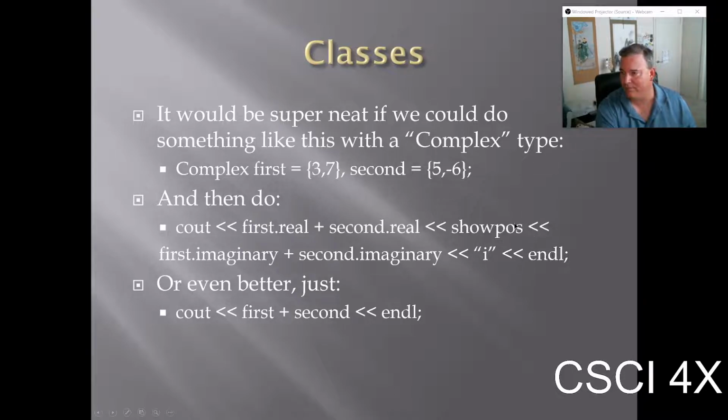And then show the plus sign again if it's positive. And then we're going to add the imaginary parts together. So first dot imaginary is 7. Second dot imaginary is negative 6. 7 plus negative 6 is 1. So it's going to print out 8 plus 1i.